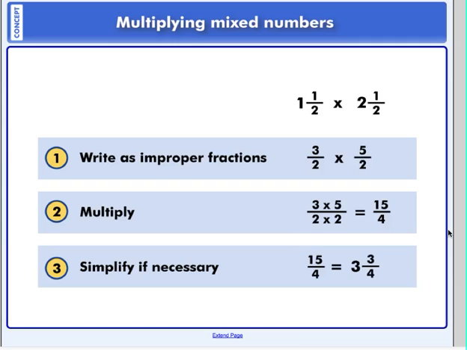The last step is to simplify if necessary, and in this case it is. We've got an improper fraction. 15 divided by 4 is 3, with a remainder of 3/4. And that's how you multiply mixed numbers.